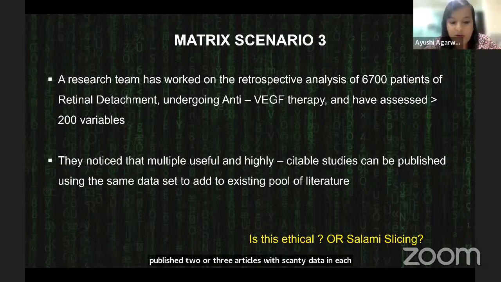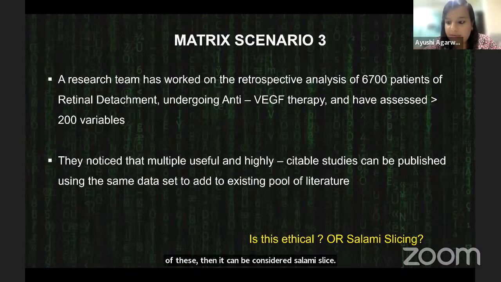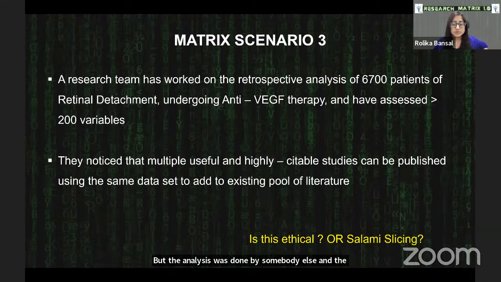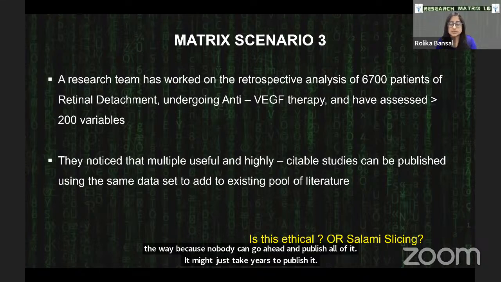Okay, so if I have a small data set, but multiple outcome measures, because it's small, it would be slicing. Yes. Okay. And Dr. Honavar, just an addendum question on the same thing: how would you decide the authorship in it? Say the entire series' data collection was done by 3 people, but the analysis was done by somebody else, and the papers are eventually written by different people along the way, because nobody can go ahead and publish all of it. It might just take years to publish it. How do you think that you would decide the authorship in this situation?